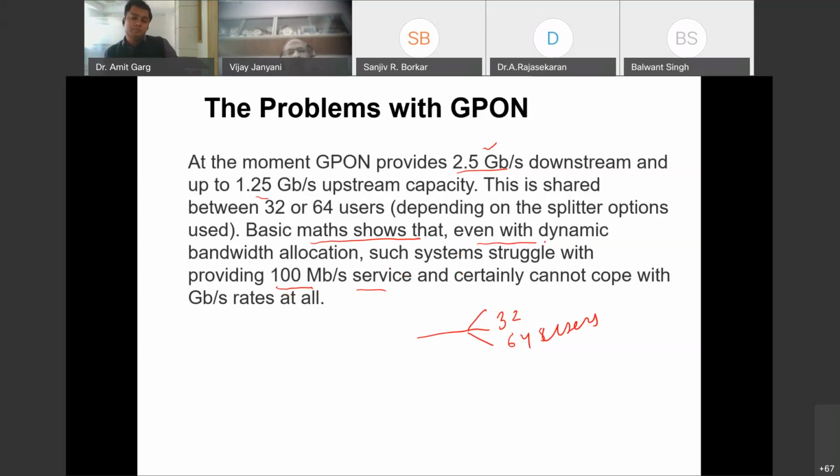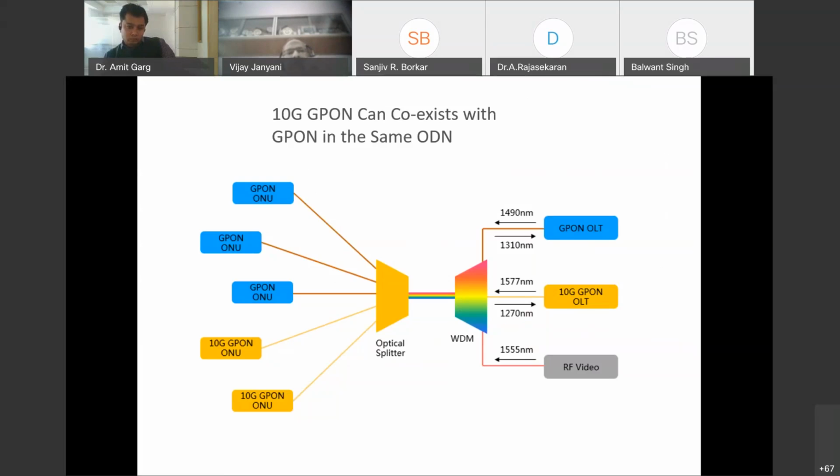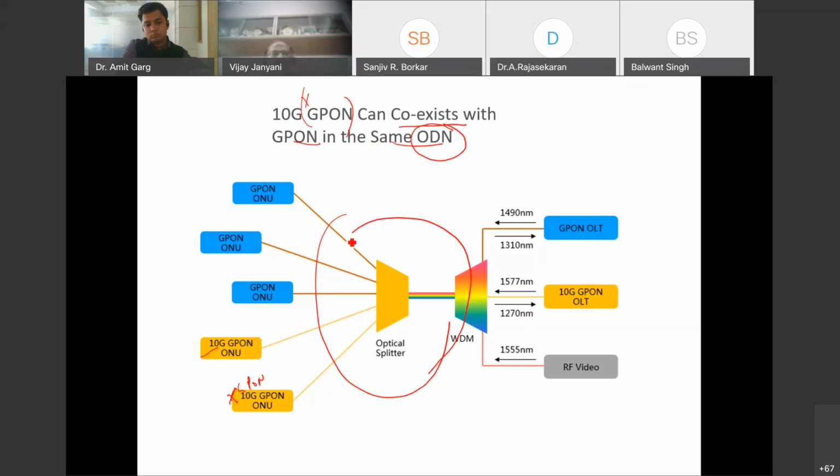You want to get 1 Gbps. So that is why 10 GPON, XGPON, all these developments are taking place. And as I mentioned, 10 GPON, or you can call it XGPON, can coexist with GPON in the same ODN, the optical distribution network. So you can have GPON also. OLTs are on this side, and GPON ONUs are on this side.